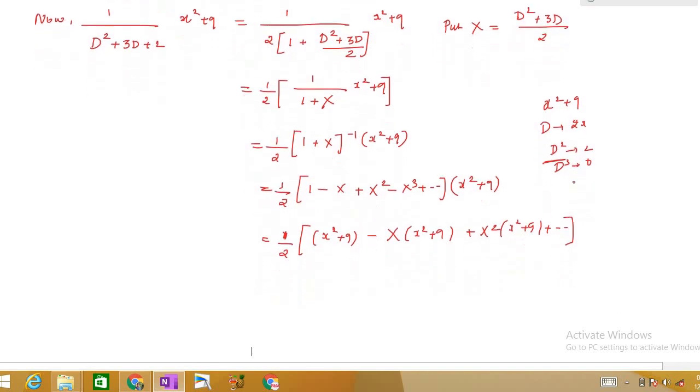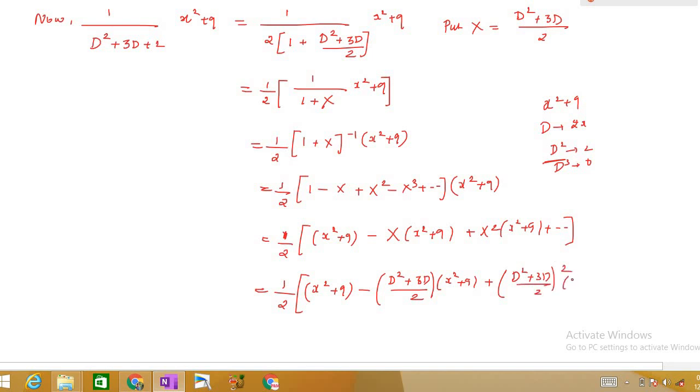Now we will replace D is equal to D square plus 3D by 2. So this will be 1 by 2 (x square plus 9) minus, if we replace D, (D square plus 3D by 2) into (x square plus 9) plus (D square plus 3D by 2) whole square into (x square plus 9) and so on.